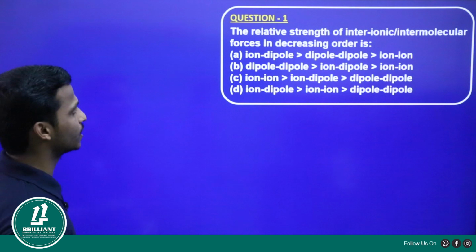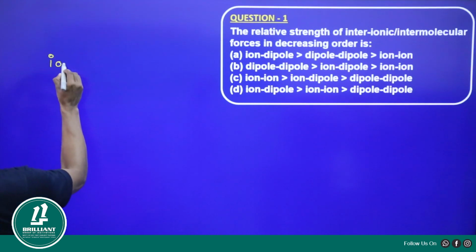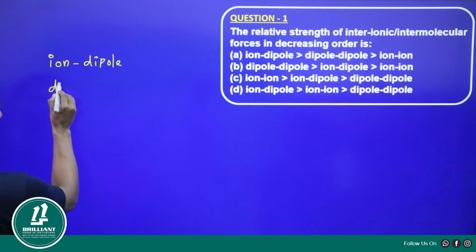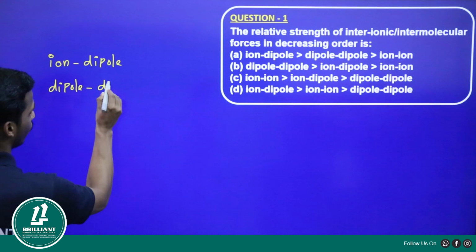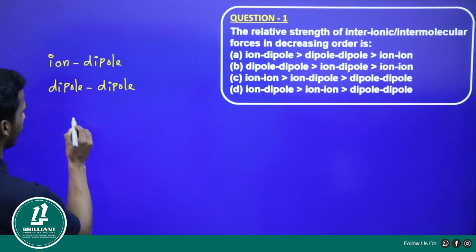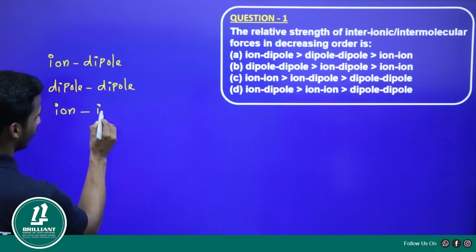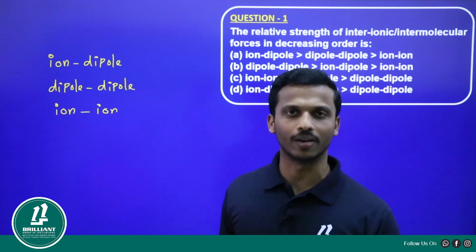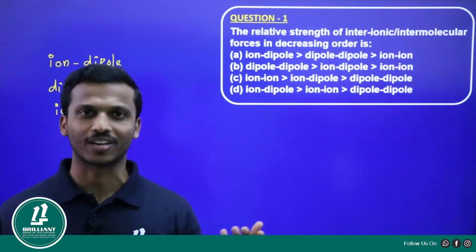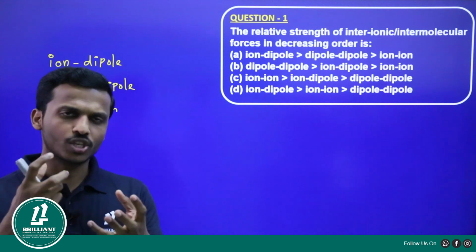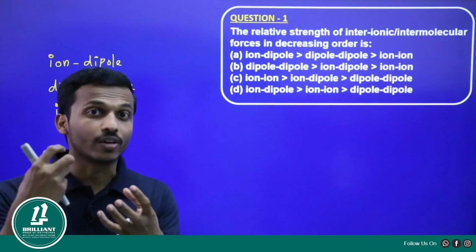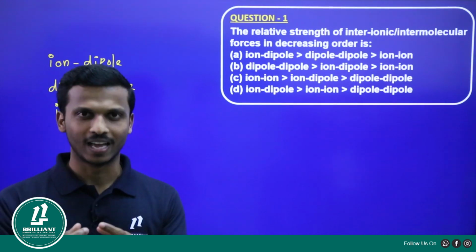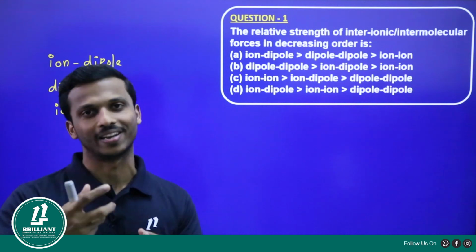The forces given are ion-dipole interaction, dipole-dipole interaction, and the interaction between two ions. These are the interactions we studied in the States of Matter chapter, grade 11, where there are different types of intermolecular attraction. We know that if the charge density on a species increases, then the force of attraction also increases.